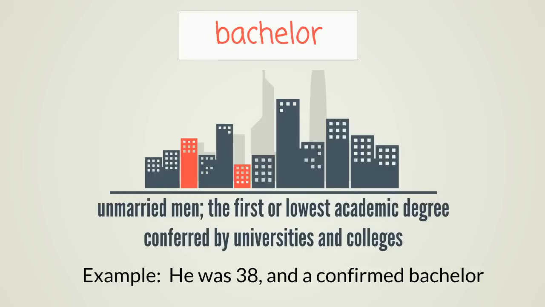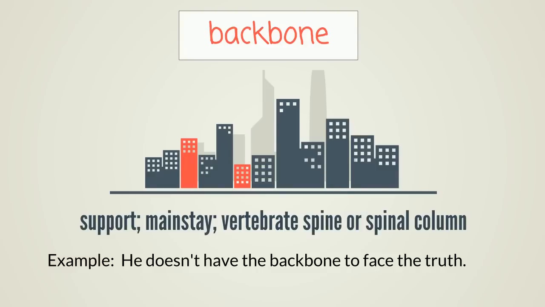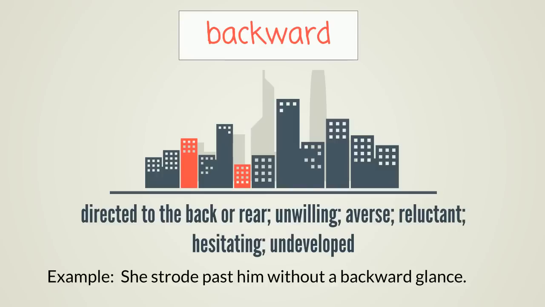Bachelor. Unmarried men, the first or lowest academic degree conferred by universities and colleges. Example, he was 38, and a confirmed bachelor. Backbone. Support, mainstay, vertebrate spine or spinal column. Example, he doesn't have the backbone to face the truth. Backward. Directed to the back or rear, unwilling, averse, reluctant, hesitating, undeveloped. Example, she strode past him without a backward glance.